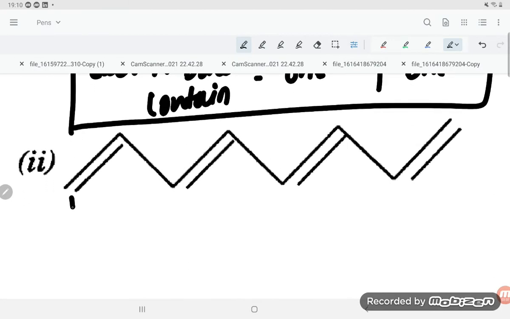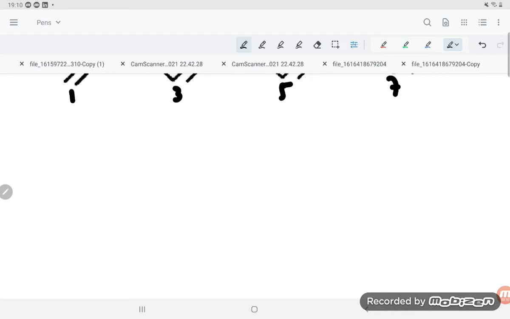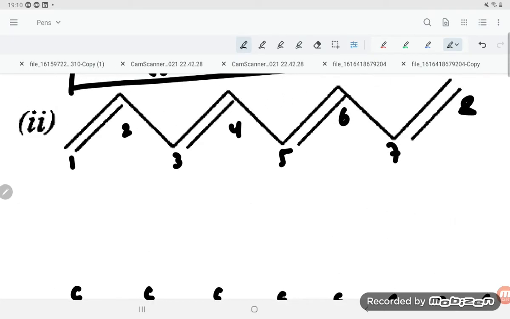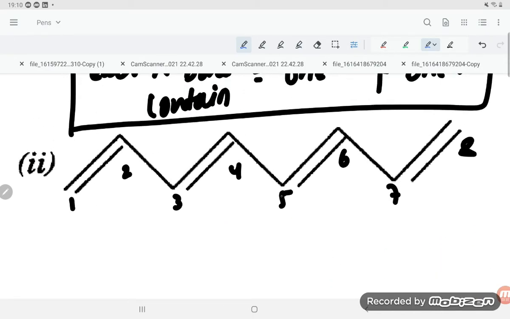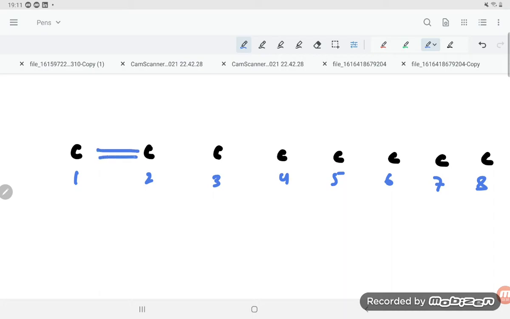Here you see 1, 2, 3, 4, 5, 6, 7 and 8. These are the 8 carbons, students. So make 8 carbons. Where are the double bonds? First do the numbering, 1 to 8. At what positions is the double bond? First, third, fifth, and seventh. There is a double bond at each of these.